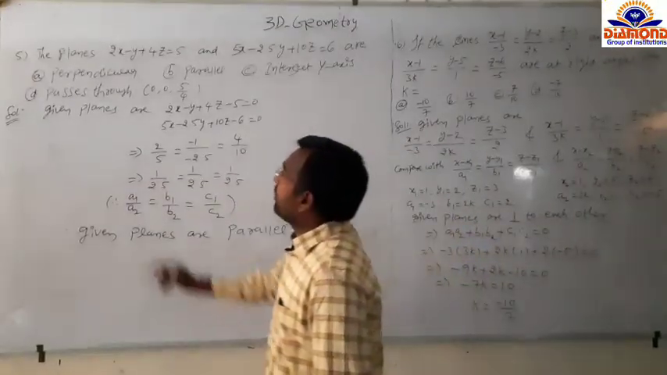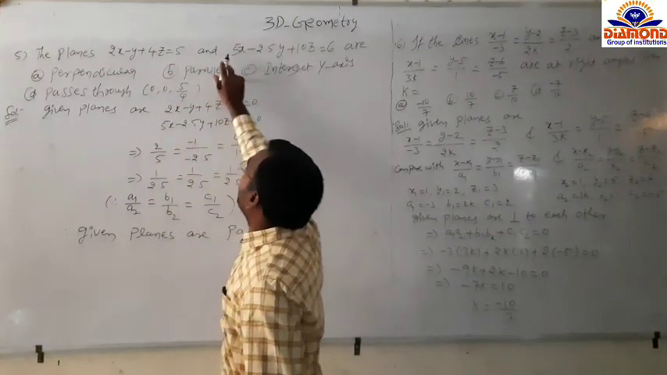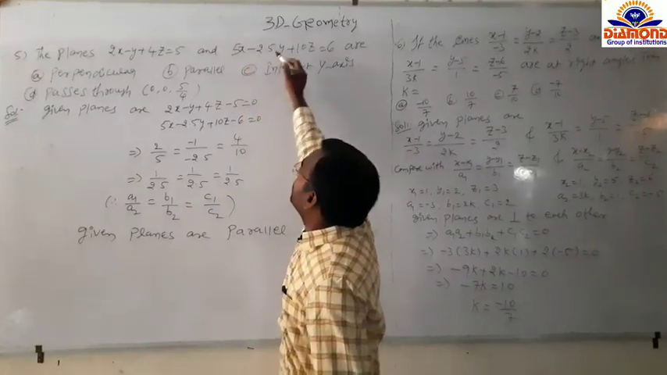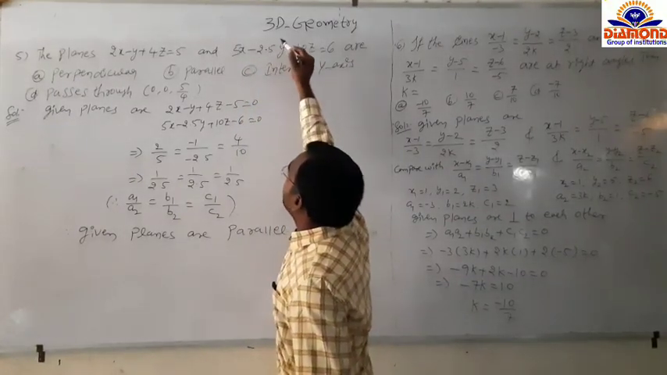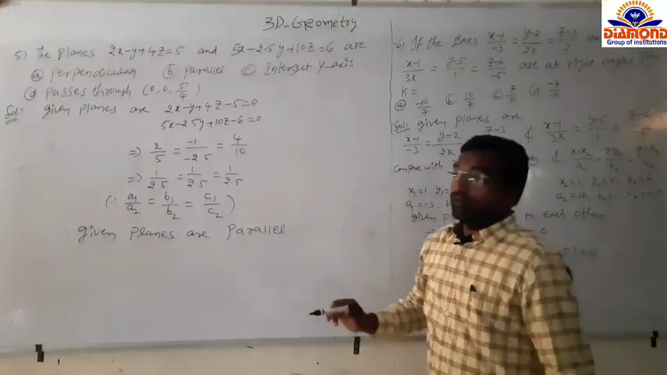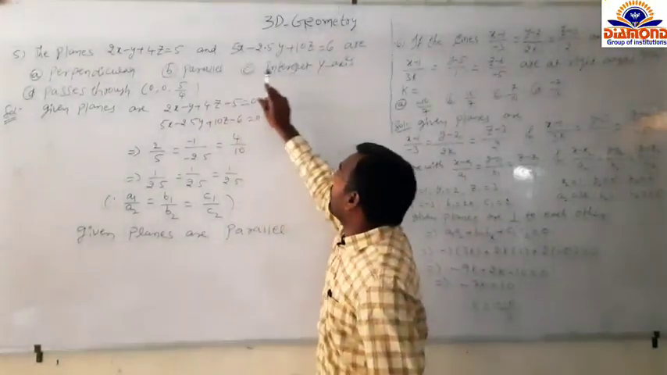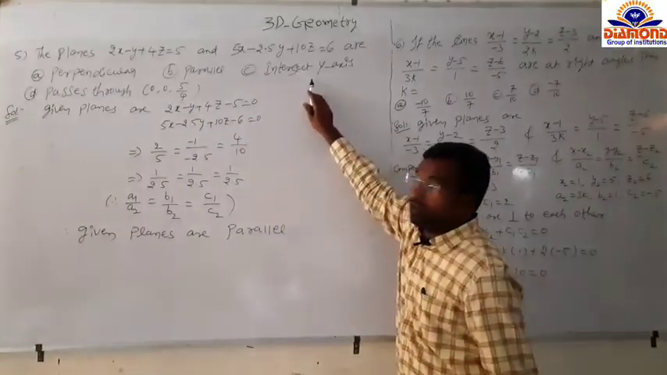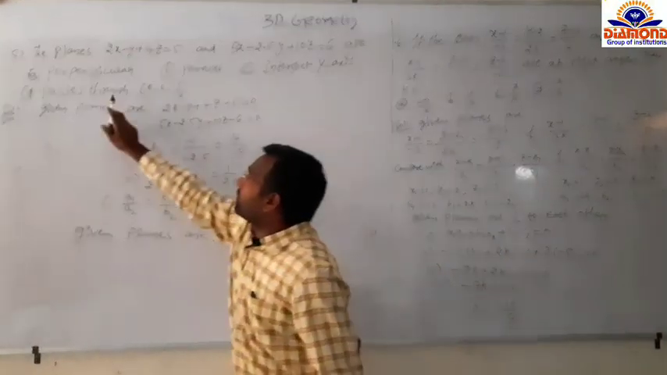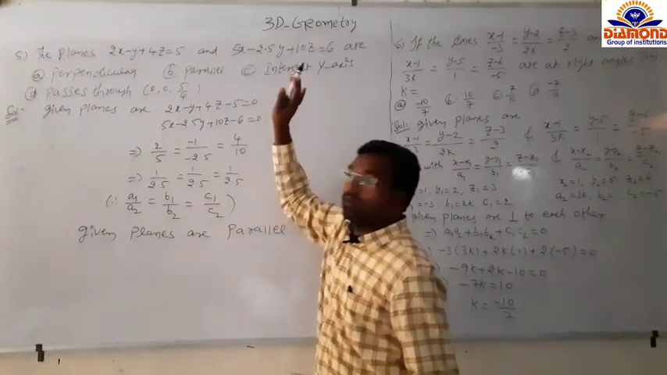Next problem. The planes 2x minus y plus 4z equal to 5 and 5x minus 2.5y plus 10z equal to 6 are: first option, perpendicular; second option, parallel; third option, intersect the y-axis; fourth option, passes through the point (0, 0, pi/4).